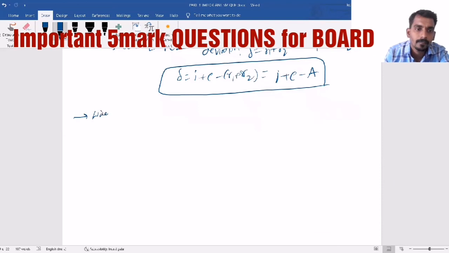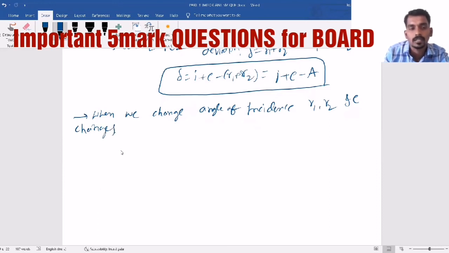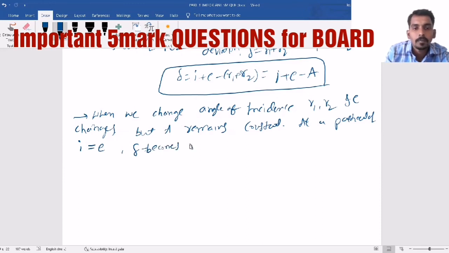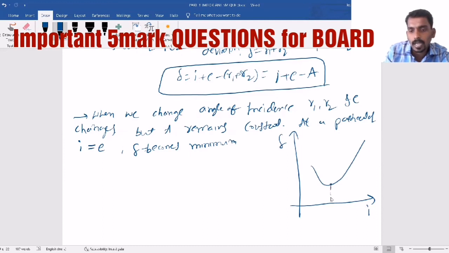Now, when we change the angle of incidence, R1, R2 and E change. That means the corresponding emergence angle also changes. But A remains constant. Now, at a particular I that is also equal to E, delta becomes minimum. That is called minimum deviation. If you draw the graph between deviation and angle of incidence, it comes like this. So at one particular angle of incidence where I equals E, the deviation becomes minimum. That is called minimum deviation.